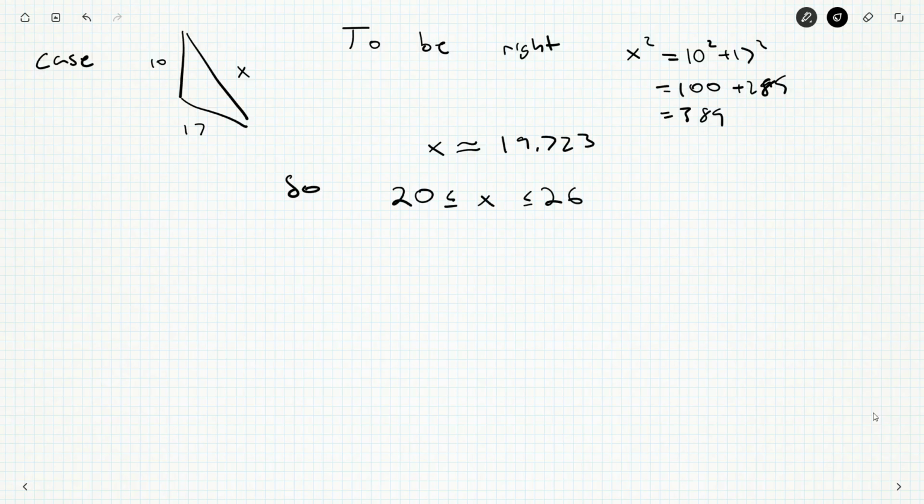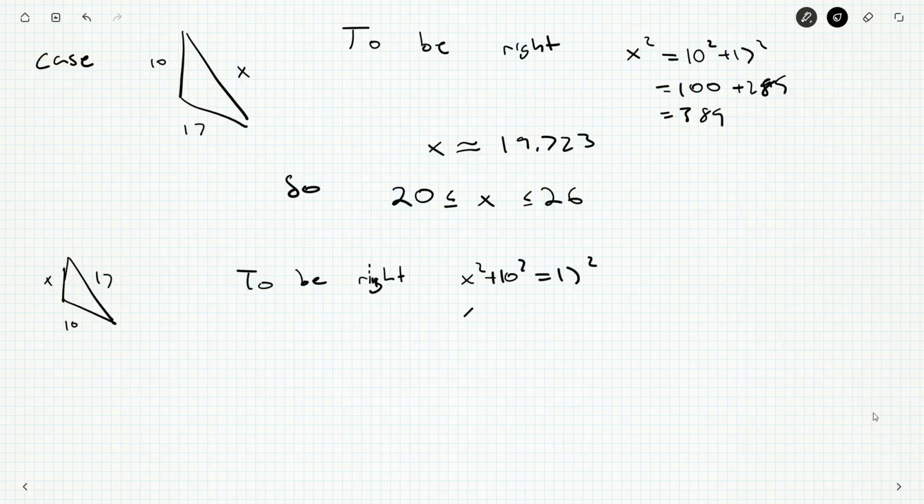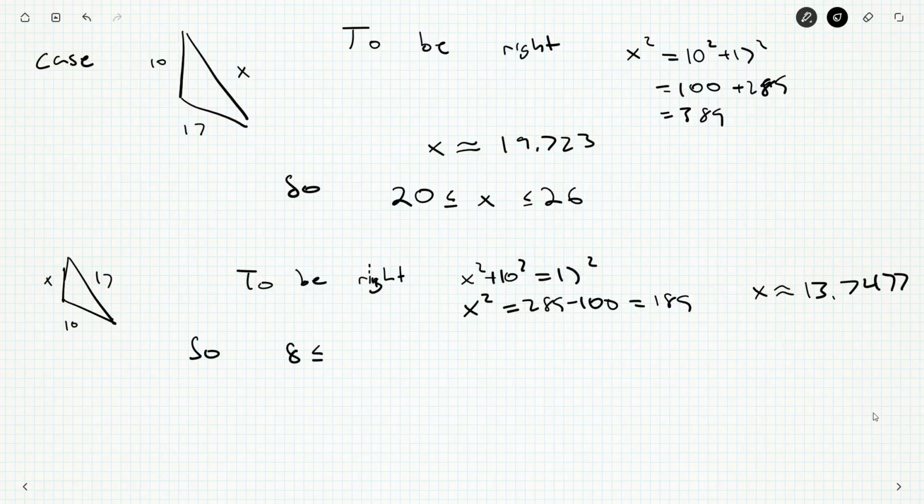It'll suffice. Okay, and now our other case, where we shrink x: x, 10, 17. We need x to be at most 17, but we'll probably get something else. To be right angled, we need x squared plus 10 squared equals 17 squared. So x squared is 289 minus 100, which is 189. So x is going to be just a little less than 14, but we'll get it exactly. Yeah, 13.7 something. So we need x to be greater than or equal to 8, because it can't be 7, and we're looking just for integers. And at most it can be 13. If it were 14, you'd get 10 squared plus 14 squared bigger than 17 squared.